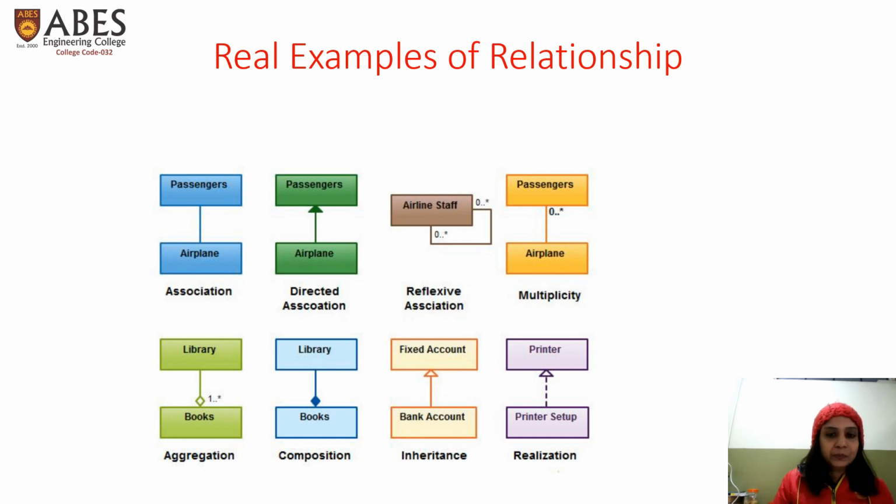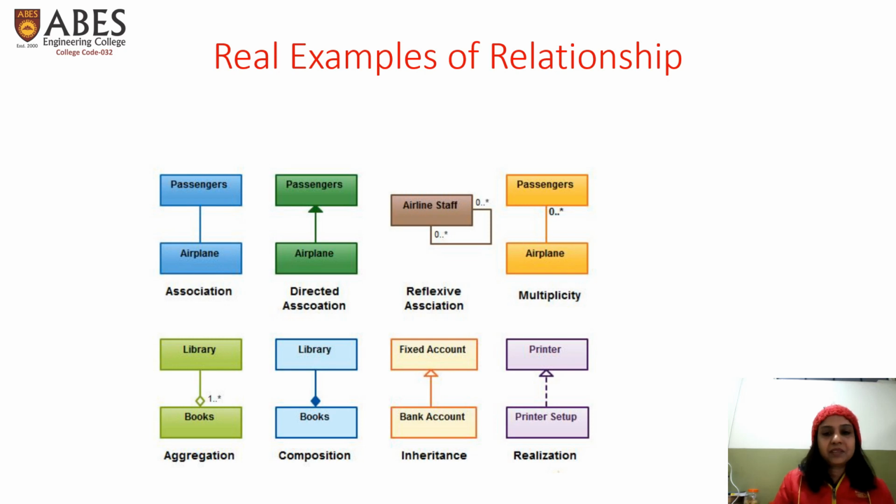If I draw an arrow, it is reflexive if the class is associated with itself. Multiplicity symbols are also represented on association. Aggregation is between the library and books because books are a part of the library. Composition also exists between library and books because books are a part of the library class. Inheritance: fixed account and bank account. Bank account is inheriting the features of the fixed account plus its own features.